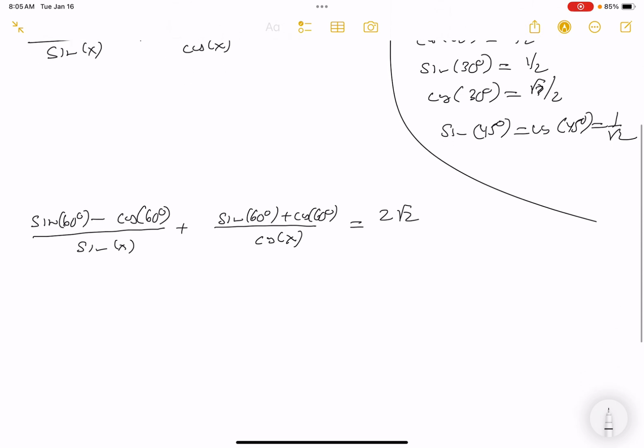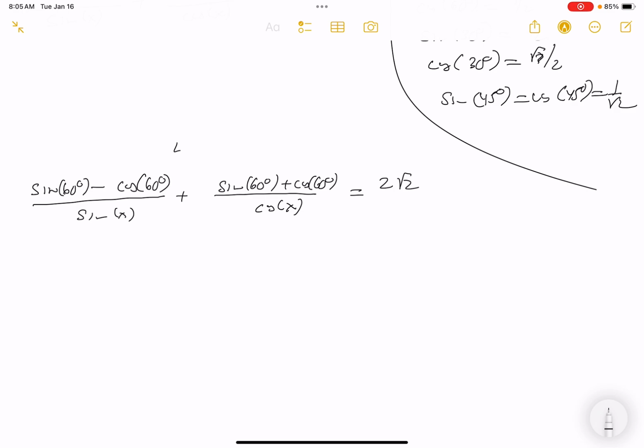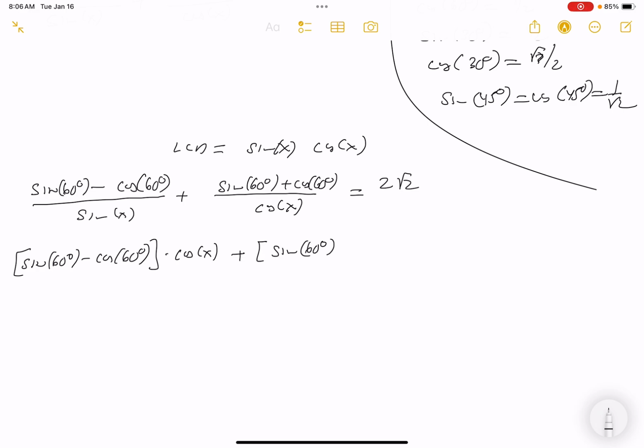2 root 2. Next thing I'll do is to multiply both sides by the LCD. And the LCD is going to be sine x cosine x. All right, let me do that. What are you going to get? It's tough even jamming all this stuff in over here. And minus cosine 60 degrees. Now, if you multiply the first term by sine cosine, the sine would disappear. You get cosine x. Let's do the next term. It's going to be sine 60 plus cosine 60. It's 60 degrees. I know I wrote sine 60. And the cosine disappears. You're left with sine. And then what do you get over here? You get 2 root 2 sine x cosine x.